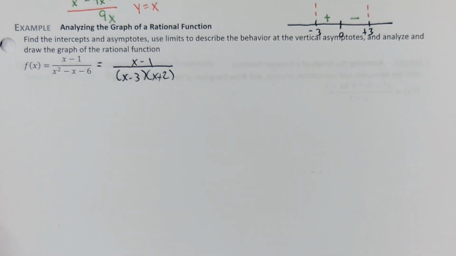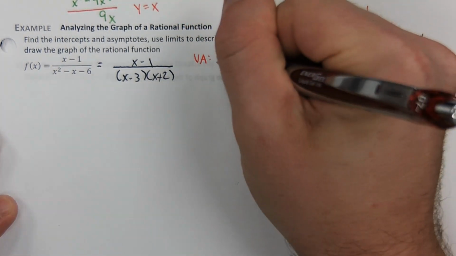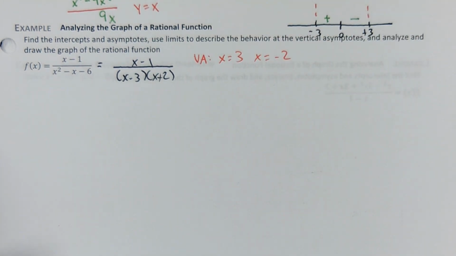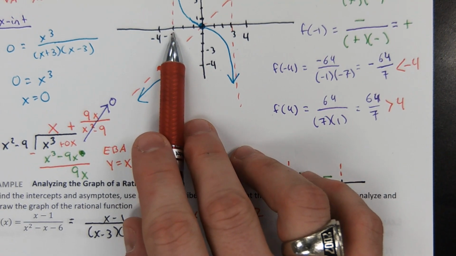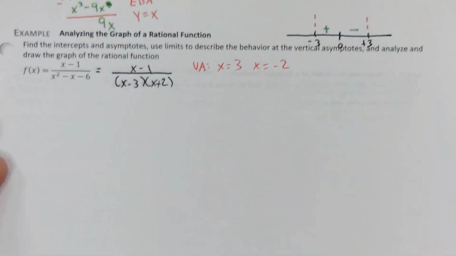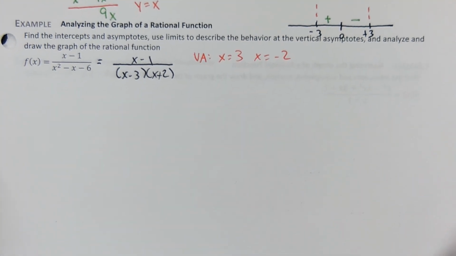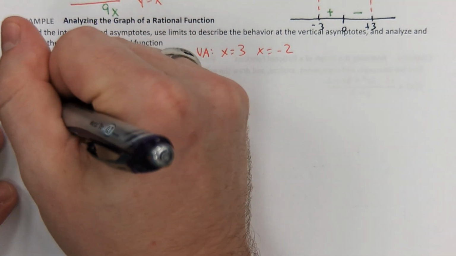Because I have two different places that would make me divide by 0, I have two different vertical asymptotes again. One at x equals 3, one at x equals negative 2, Charlie. Since these are not the same number, this graph is not symmetric around the origin, to answer your previous question. It just so happened that this one was symmetric around the origin, whereas this one's not. Okay? All right.